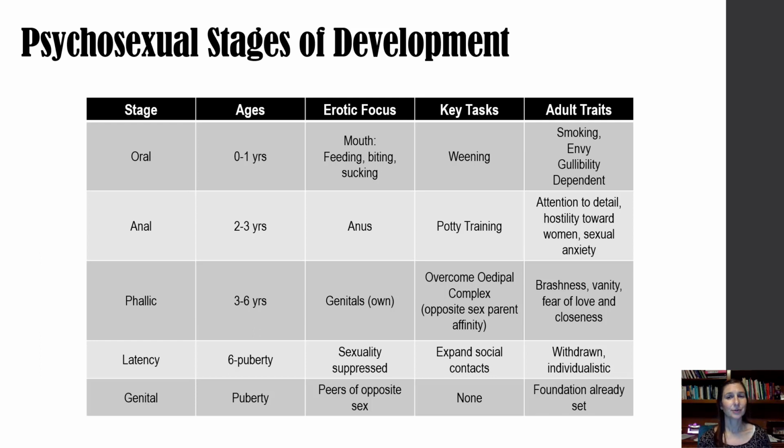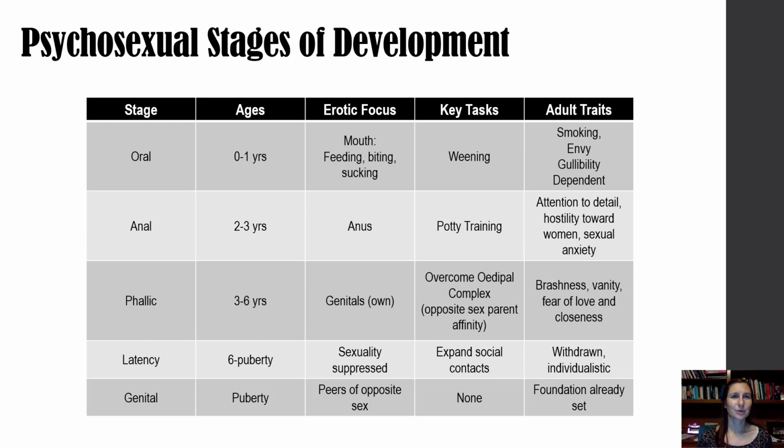And if you work through these stages and you go through these key tasks that he suggests successfully, then you move on to the next stage. If you have trouble, then he says that you get fixated in a phase. And when you experience anxiety later on in life, well, if you get fixated, it results in adult traits that are not optimal. And then when you experience anxiety when you're older, you go back to that erogenous zone.